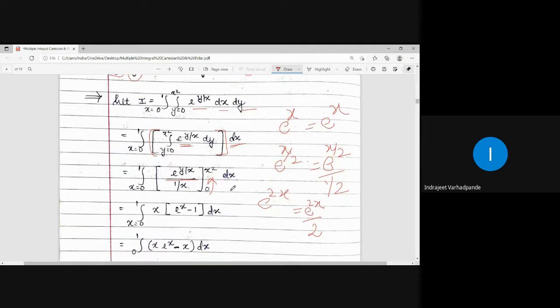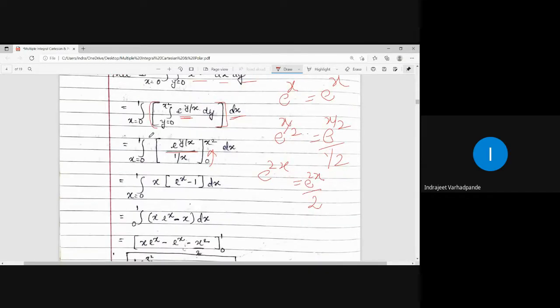So that is how I is equal to integral 0 to 1, e to the power y by x upon 1 by x, limits to be put between 0 to x square, and the whole is to be integrated with respect to x. This 1 by x goes to the numerator, becomes x. Put the upper limit in place of y: e to the power x square upon x is e to the power x, e to the power 0 upon x is e to the power 0, and e to the power 0 is 1.